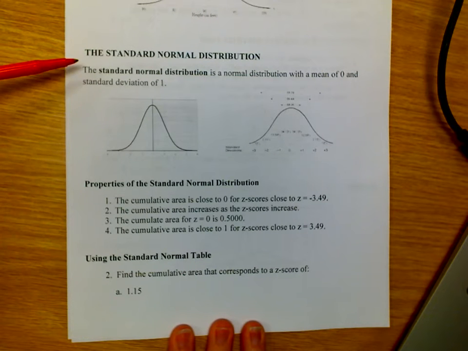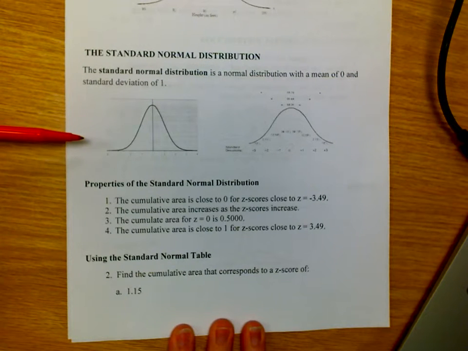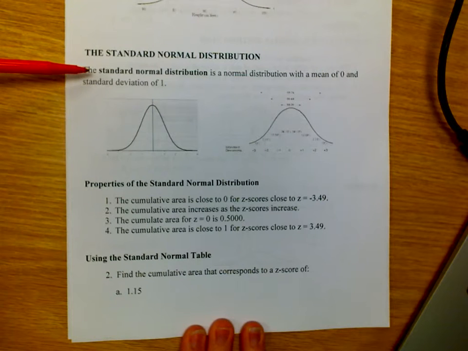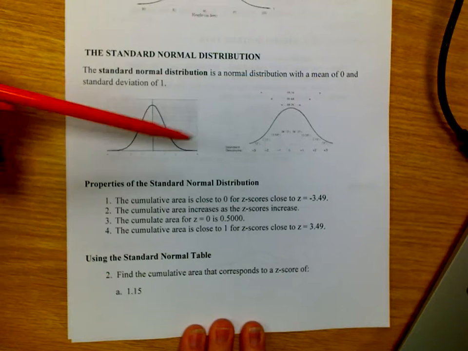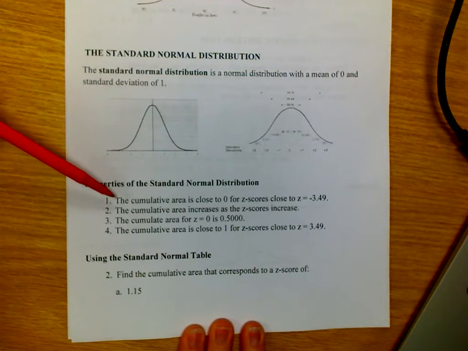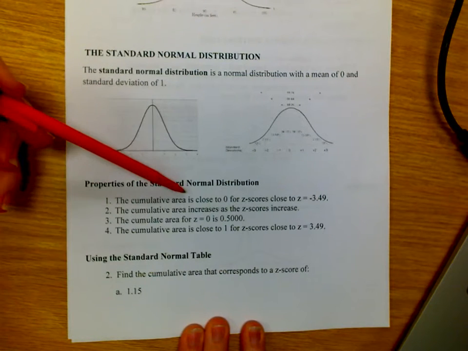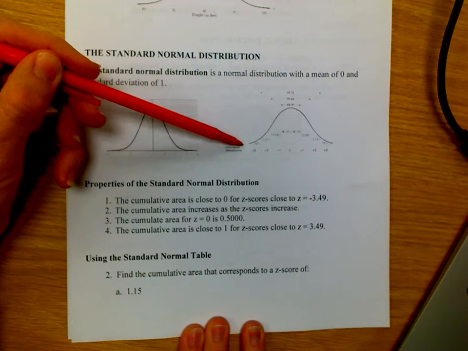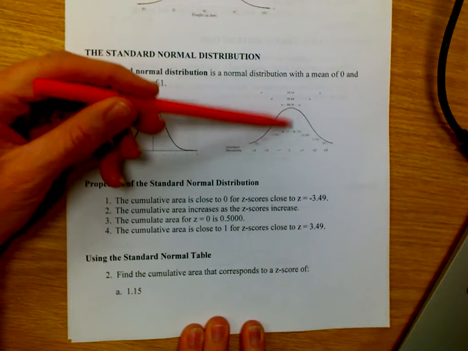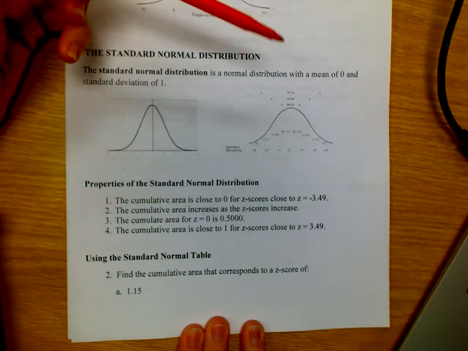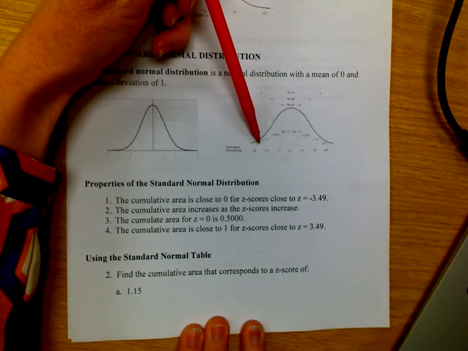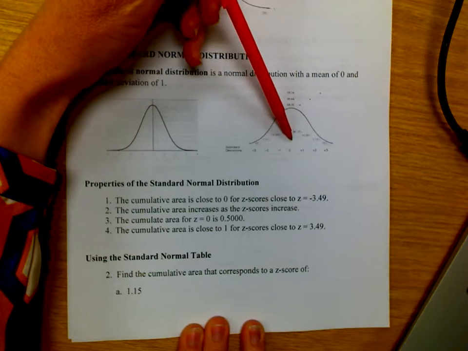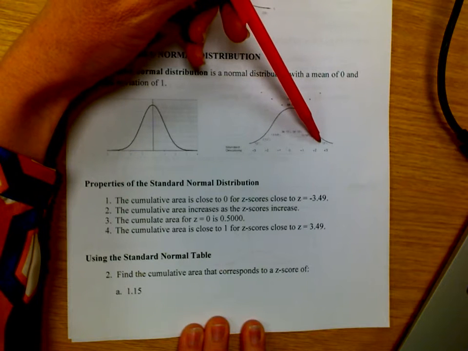So I wanted to go over this section of the Chapter 5 notes with you, the standard normal distribution. The standard normal distribution is a normal distribution with a mean of 0 and a standard deviation of 1. The cumulative area is close to 0 as you get toward the more negative side. When we're talking about the area, we're talking about the area under the curve. The cumulative area increases as your z-scores increase.